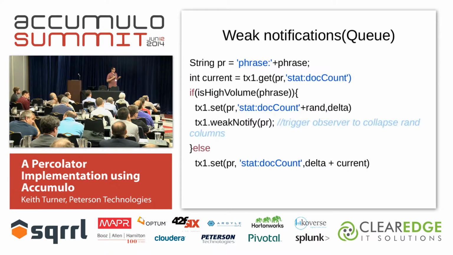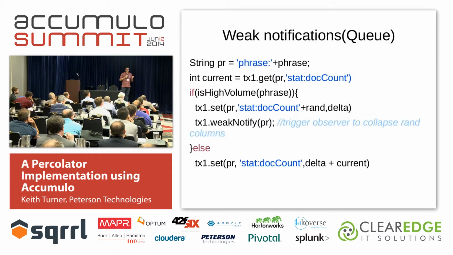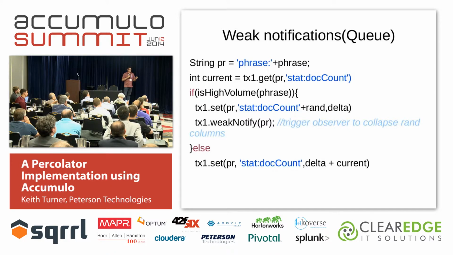So this is just showing the weak notification example, and this is implemented in the example. And what I do, when I'm indexing a document, normally I would go straight to the phrase and update its count. If I detect that it's a high cardinality phrase, then I'll just pick a random column under the phrase and just set that. And then I'll set this weak notification. And then an observer will come along and it will see all the random columns and sum them up and update the main count.